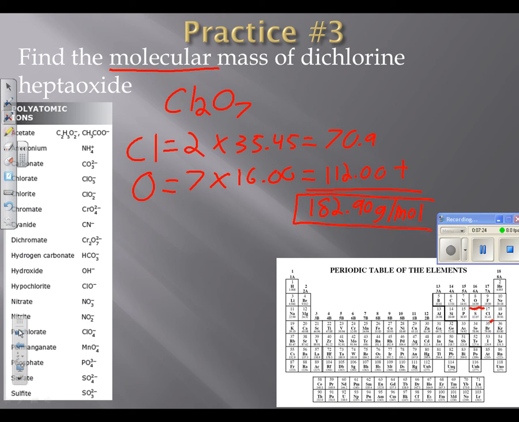So that's it, pretty easy. There's never really any tricks. So if you got questions, write them down. And that's it for molar mass.